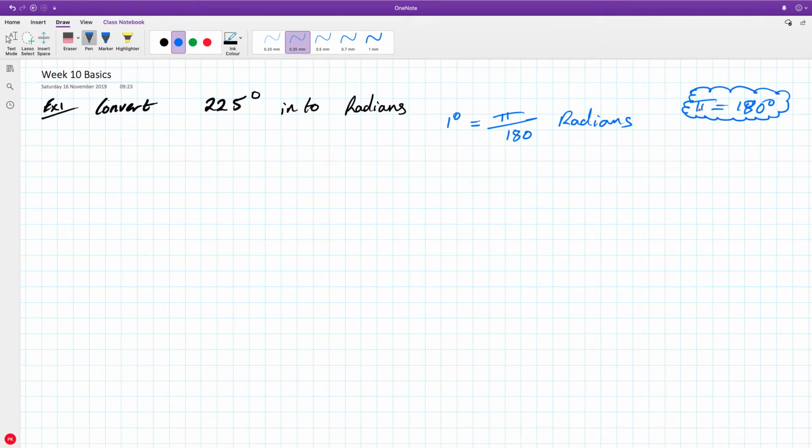We've all done trig in school, it's usually the second or third topic you do in fifth year. So, good bit of revision in this. Pi is equal to 180 degrees. 1 degree is equal to pi over 180 radians. So, if we're converting 225 degrees into radians, we say 225 degrees multiplied by pi over 180.